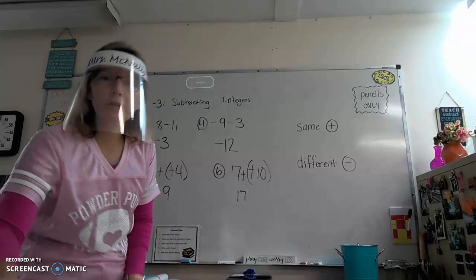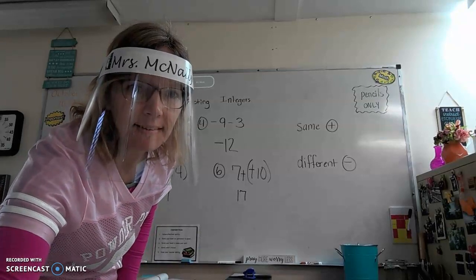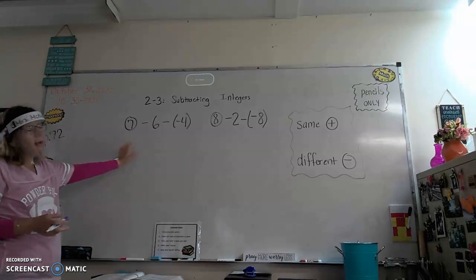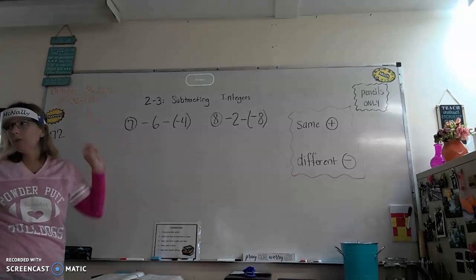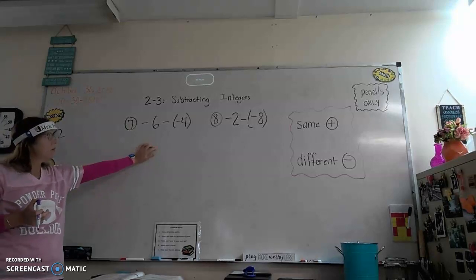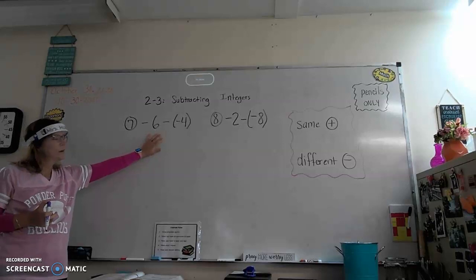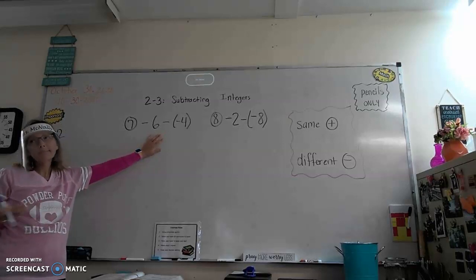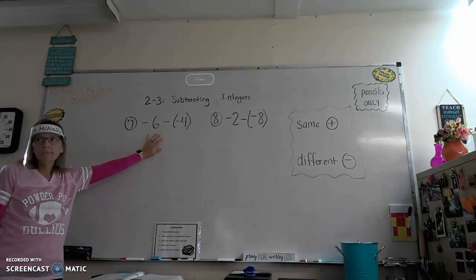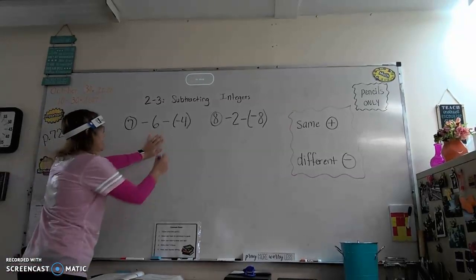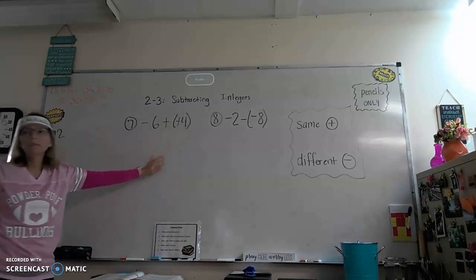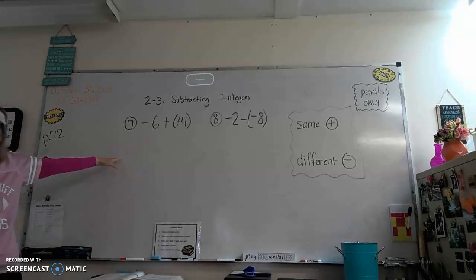I'm going to pause this for a second. For number 7 and 8, we sort of have some same stuff happening and some different stuff happening. So what do I have to do first? Subtract 6 negative minus 4 negative. You have to turn the minus into a positive, but since 6 is negative 6, it will be negative 2. Yes, good. Very good, Jeremiah.